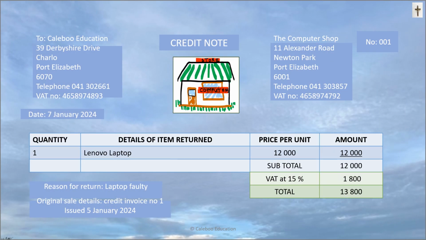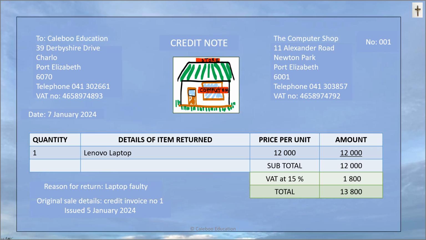This is the document without the pretty flowers. There we go. So that's the credit note. Might be a little bit clearer just without my scribblings and the flowers. Just a reminder, we're going to use the credit note from the computer shop to record the transactions in the creditor's allowance journal.